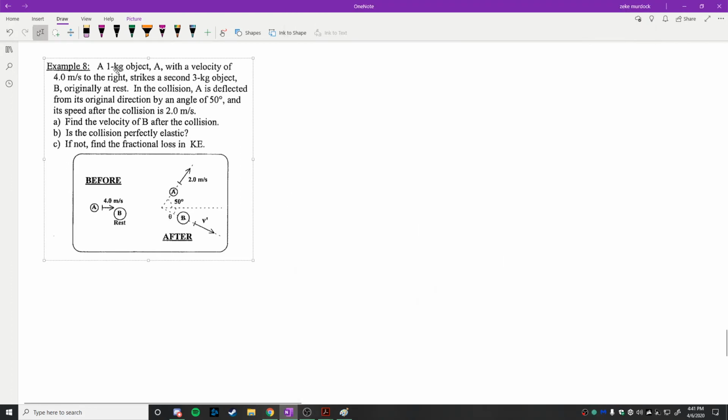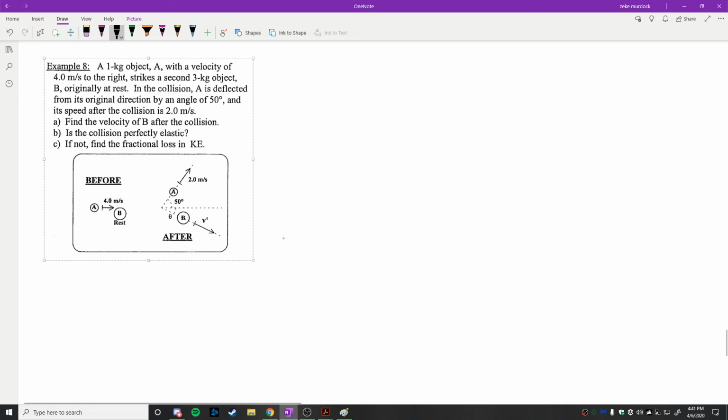A 1 kilogram object, A, with a velocity of 4 meters per second to the right, strikes a second 3 kilogram object, B, originally at rest. That's this picture right here. In the collision, A is deflected from its original direction by an angle of 50 degrees, and its speed after the collision is 2 meters per second. Find the velocity of B after the collision. Is the collision perfectly elastic? If not, find the fractional loss in kinetic energy.